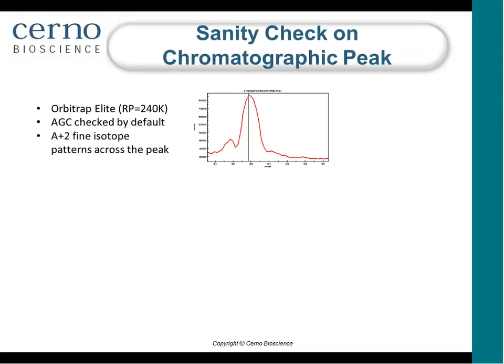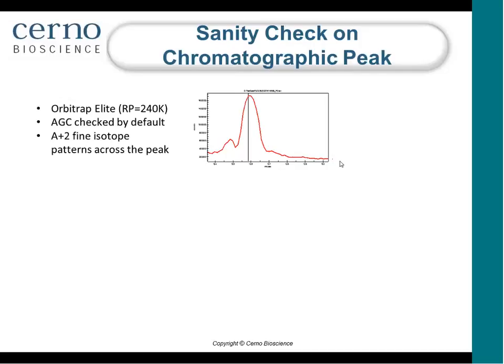So here is a data set that was acquired using Orbitrap Elite, which is capable of operating at 240K resolving power. We turned the AGC on by default, and we wanted to see how reliable the fine isotopes would be on the A+2 isotope as we move across the chromatographic peak on the top, as shown here. As we move across the chromatographic peak, how does the A+2 isotope measurement look, and are they good enough for fine isotope counting for the purpose of elemental composition determination?